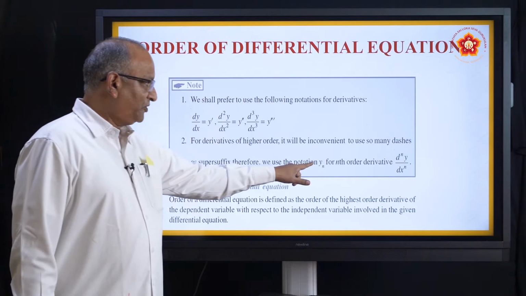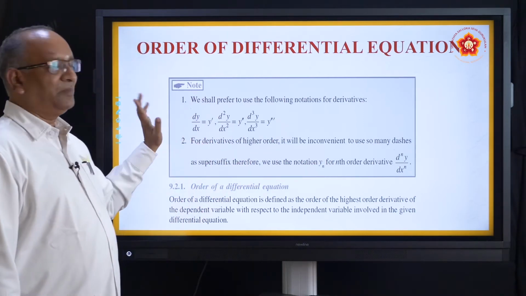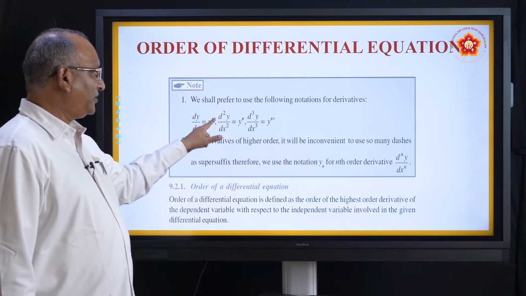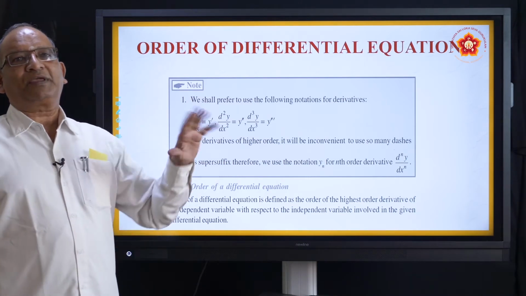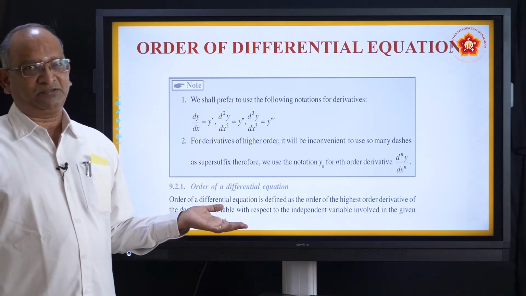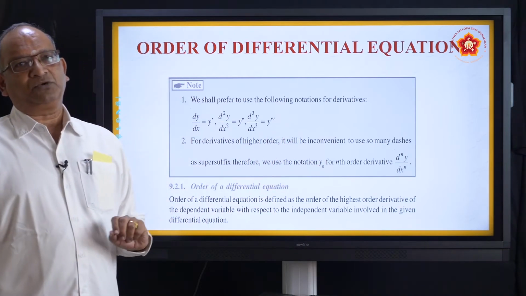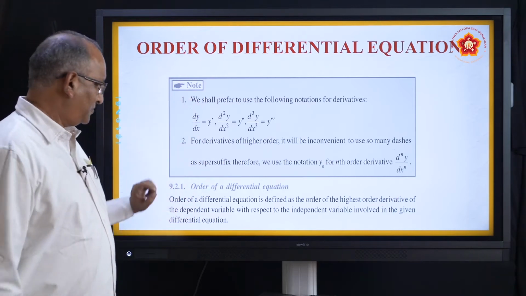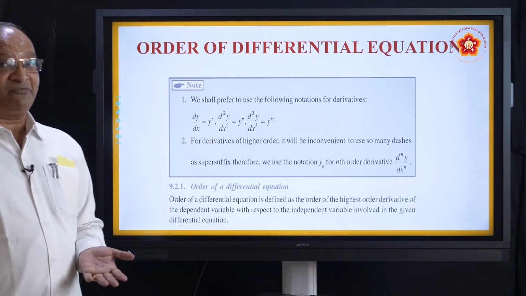See, if you put 1 in place of n, it is y1. y1 is nothing but dy by dx. If you put 2, y2 is nothing but d2y by dx square. Because if you put so many dashes, you have to keep counting how many dashes are there. So it is more convenient, in place of n, to write 1, 2, 3. If you write 3, it means d3y by dx cube. Okay.